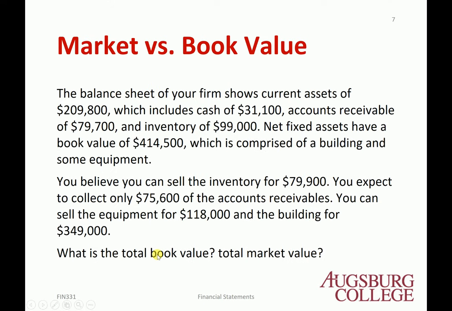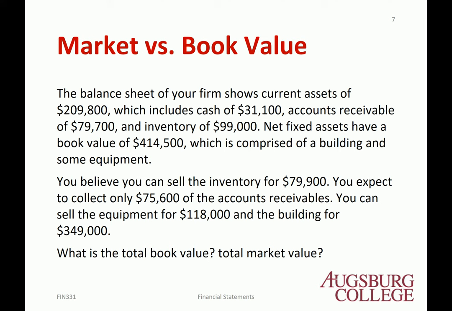Now, we have a practice problem here. The balance sheet of your firm shows current assets of $209,800, which includes cash $31,100, accounts receivable $79,700, and inventory $99,000. So total $209,800. Your net fixed asset account book value is $414,500. These values are all numbers you can see in the balance sheet, comprised of a building and some equipment. So that's the book part.